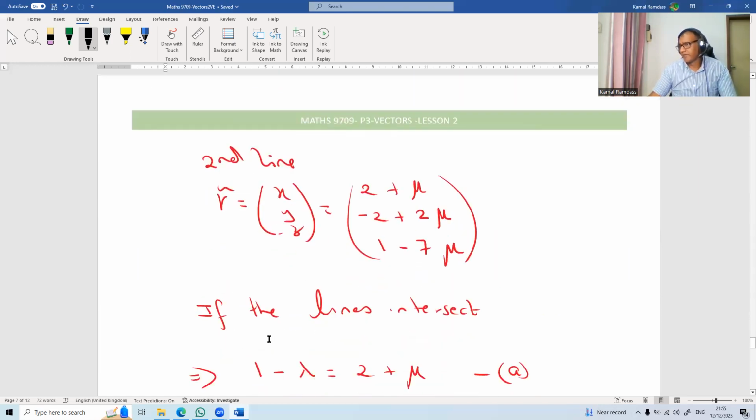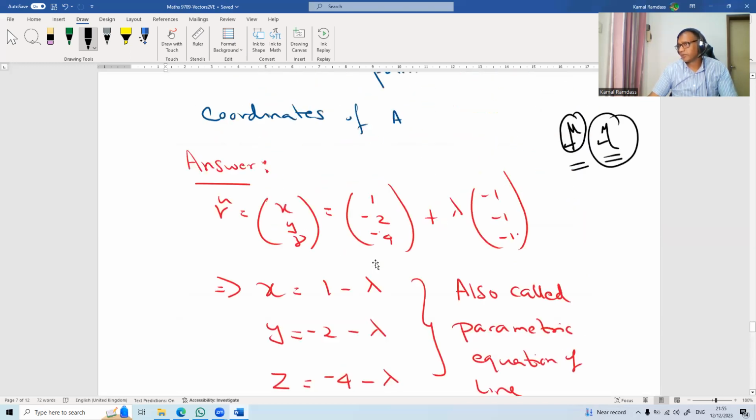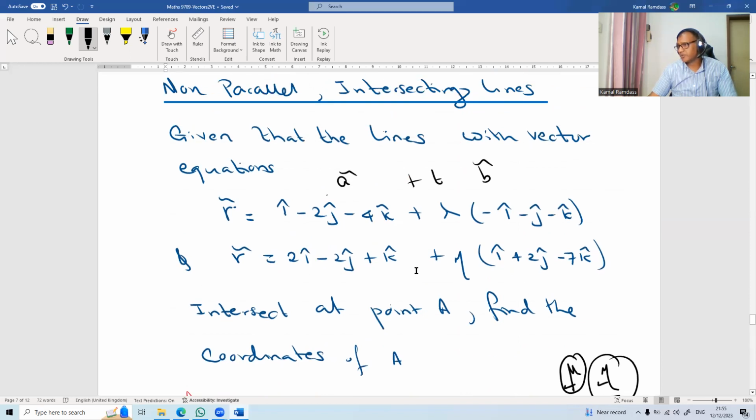Second line, we wrote the second parametric equation. Here x equals 2 plus mu, y equals minus 2 plus 2 mu, z equals 1 minus 7 mu.